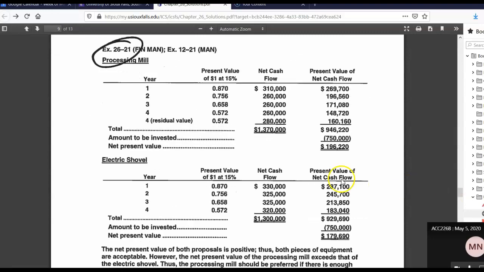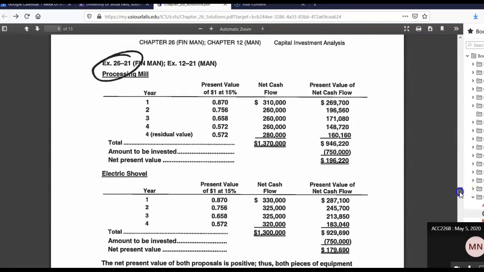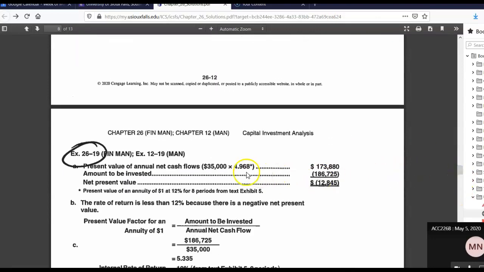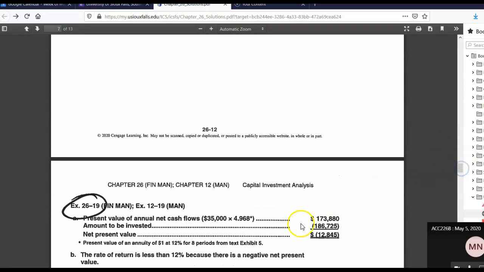21 is the same thing again. In number 21, they just want you to calculate net present value. And notice we do it the same way again. Get all those present values. Now, let's go back up here. This one, we only did it one time, right? Because it was every 8 periods was $35,000. But we get to the amount invested and the net present value.